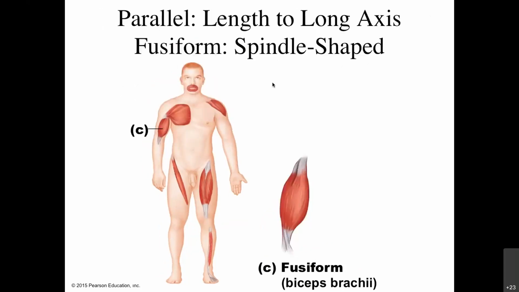Things that are parallel, for example, are going to have less power and more flexibility. So things like your bicep is parallel to the long bone being your humerus. And this takes a shape called a fusiform shape, which means a spindle shape. And this is going to be not quite as powerful as some other shapes that we'll talk about, but more for flexibility. So that parallel, that fusiform shape, more flexible.